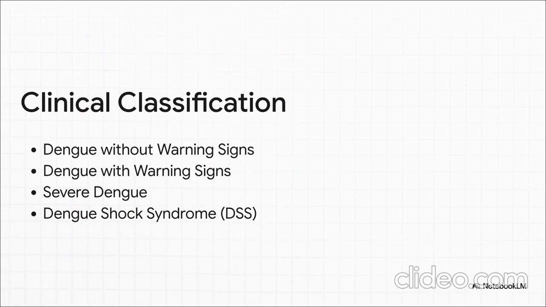Now, to properly assess a patient, we use a pretty straightforward clinical classification system. It starts with dengue without any warning signs. You can just think of this as mild dengue. Then you have dengue with warning signs, which is a big step up. From there, it can progress to severe dengue, and finally, the most critical form, dengue shock syndrome, or DSS.